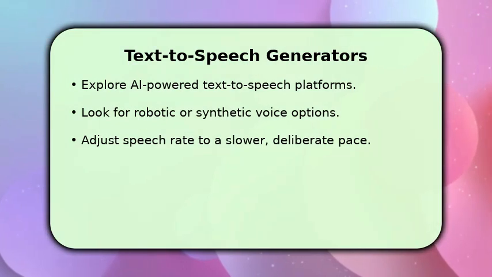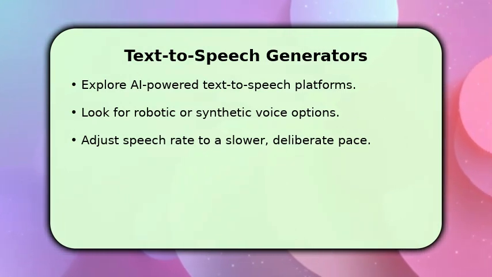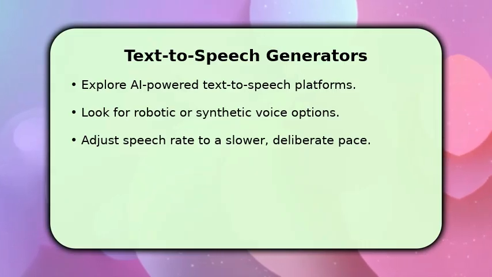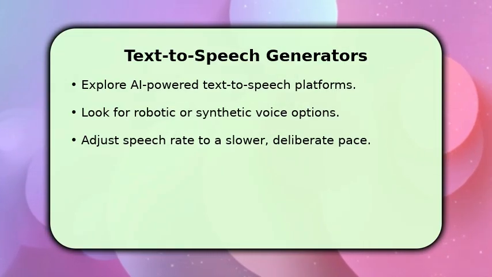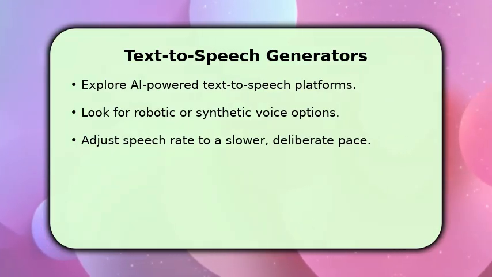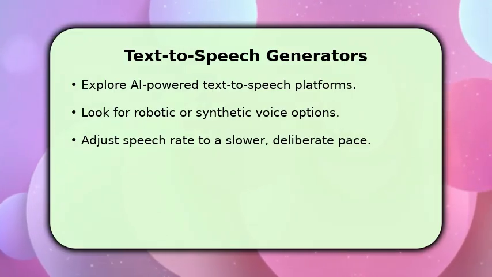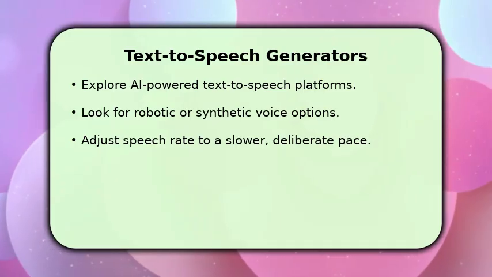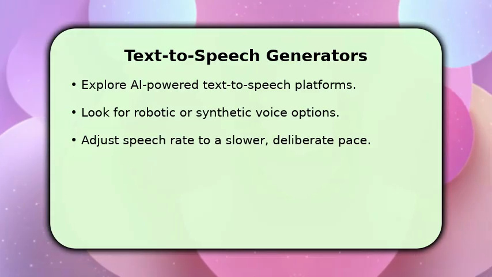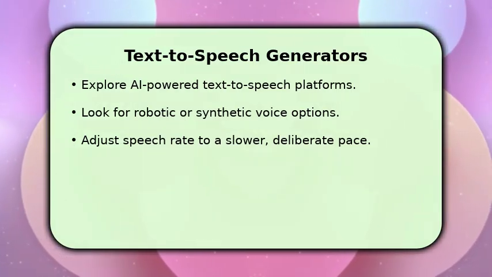Another excellent method involves using advanced text-to-speech generators. Many online platforms and software offer a wide array of synthetic voices, some specifically designed to sound robotic or artificial. Input your desired text and then select a voice that has a flat, monotone delivery. You can often adjust parameters like speech rate, making it slower and more deliberate, and fine-tune the pitch to achieve that signature, unwavering vocal quality. This is ideal for pre-recorded audio.